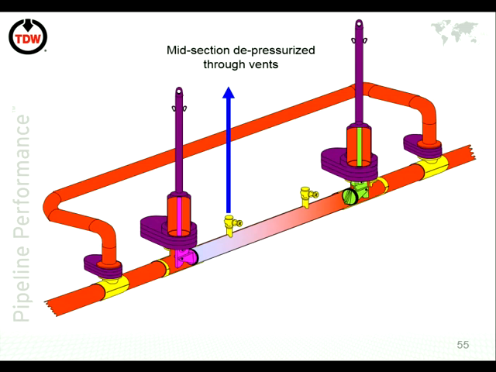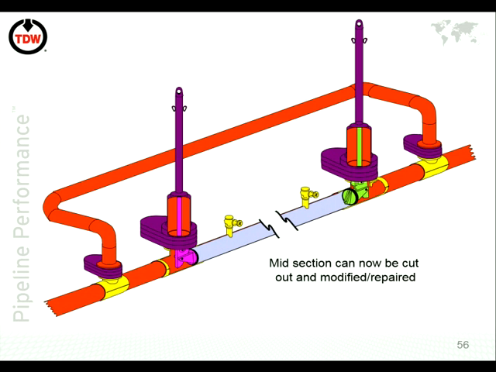The whole purpose of doing this is the pipeline operator wants to do something with this section of pipe, and he's now got the ability to do it, and he hasn't affected the flow. So his end user is happy. He's still getting gas or oil through there, and his contractor's happy because he's got a safe working place to work.